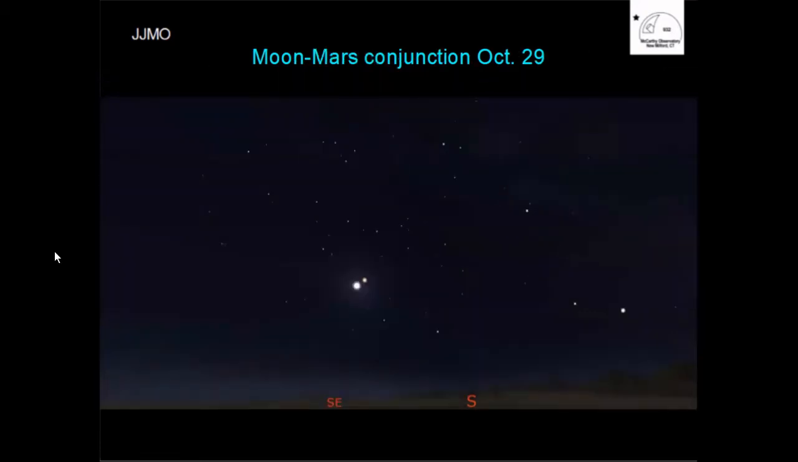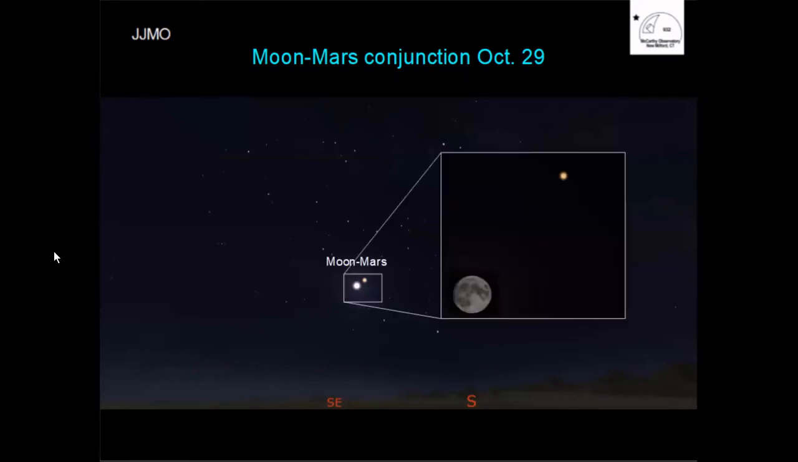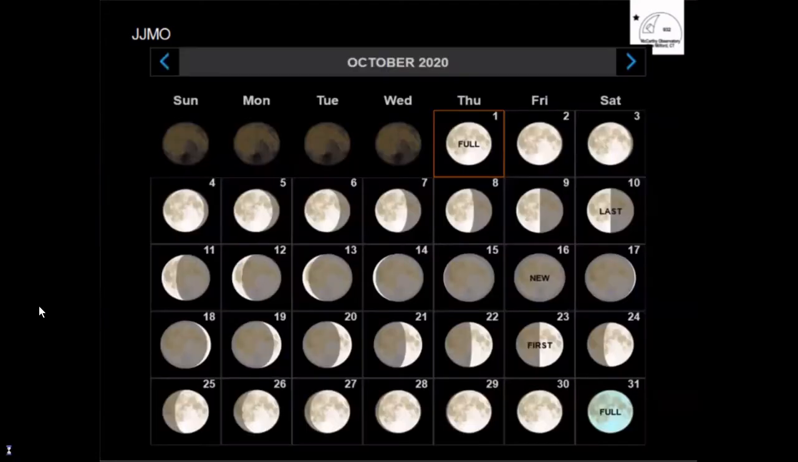On October 29th, there'll be a Moon-Mars conjunction. And again, we enlarge that. Now you have a nearly full moon. I think that's the waxing gibbous phase, and then Mars. So just interesting things to go out and look at.